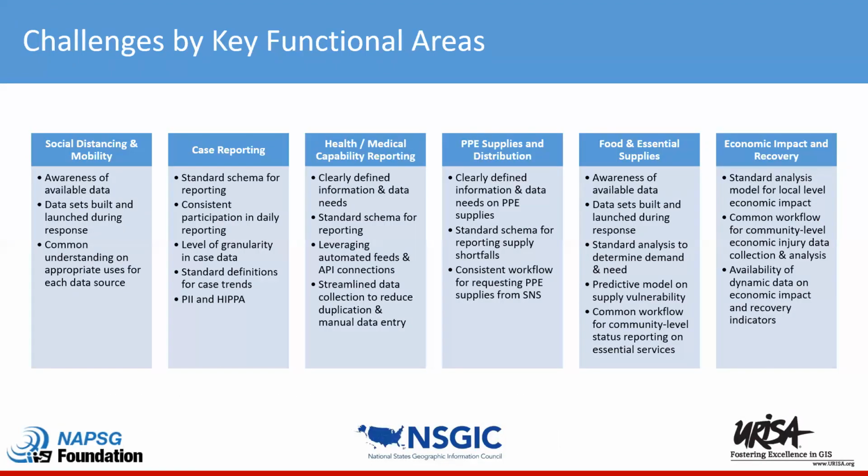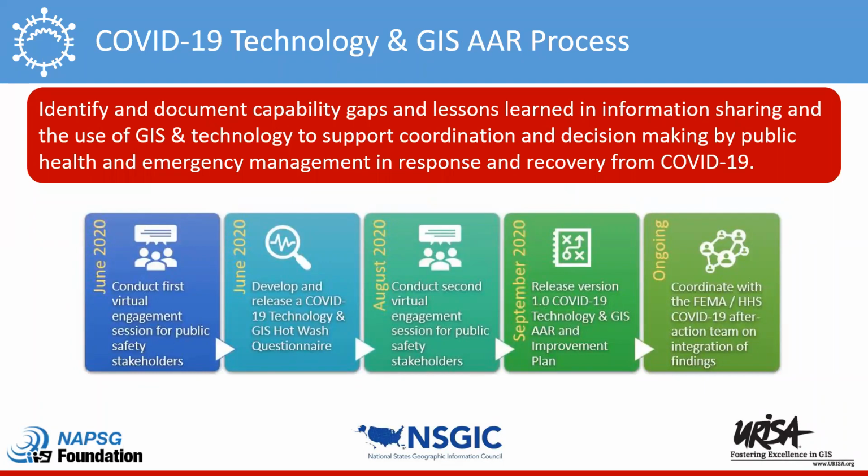Here's just a quick example. From the beginning, they began to form the early skeleton of the geospatial game plan, or at least some of the key functional areas or core information needs. Many of these were discussed today. And they're helping to identify and document capability gaps. You can see here a rough timeline going from June into September and ongoing, so you can track the progress.